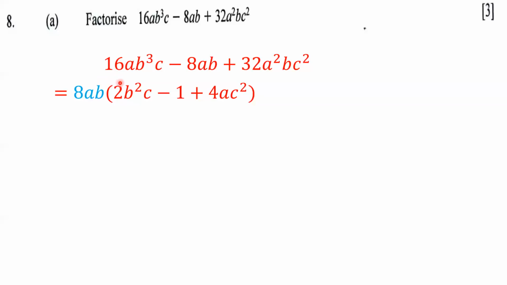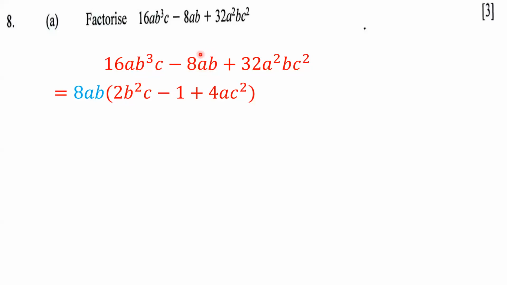And then b times b squared is going to be b to the third. And then we put c here because there's not another c to multiply it. c is not a common factor, so we just leave it here. And if we multiply 8ab times 2b squared c, it's going to be 16ab to the third c. Okay? So that's that one. So we have this common factor, and we have to multiply it by this term to get 16ab to the third c. So that part is done.